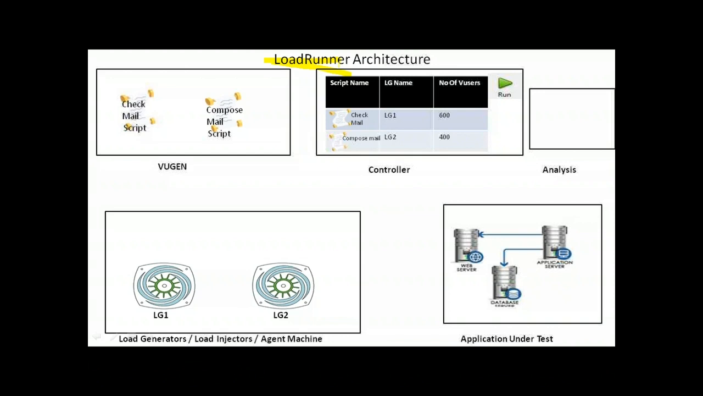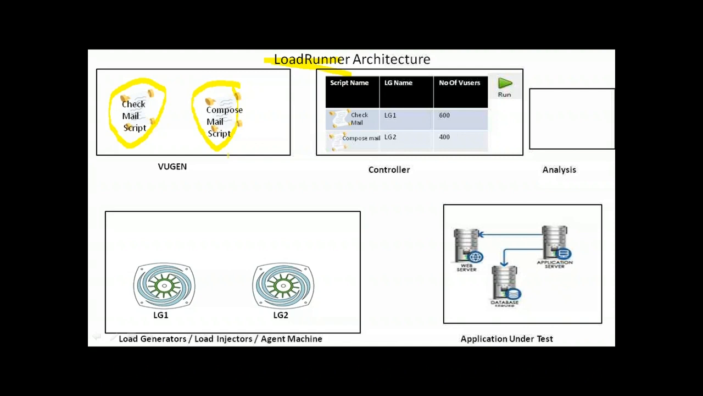Now, let's assume that as a part of NFRs we have received only 2 performance critical transactions. What are those? Check mail script and compose mail script, and our application under test is Gmail. So what do you do as a performance tester?